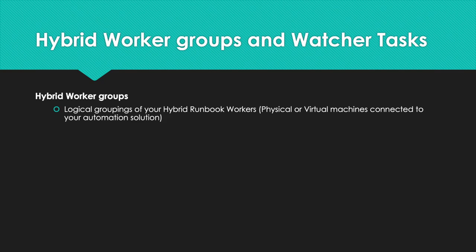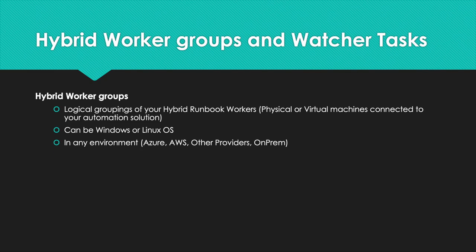Hybrid worker groups are a logical grouping of your hybrid runbook workers, which are your physical or virtual machines that are connected to your automation solution. They can be Windows or Linux. They can run in any environment, and we'll cover them in further detail later. Right now, all you need to know is that to have a hybrid runbook worker, all you have to do is install a lightweight agent and make a couple of configuration changes. Effectively, what you'll have is the ability to run your scripts on your servers, wherever they may be, from within the Azure portal or any of the integrations that we'll be talking about.